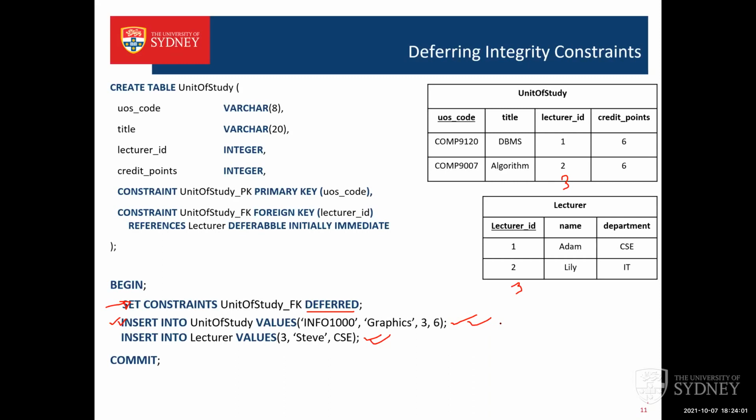Someone is asking, what happens if we don't use deferrable initially immediate? That depends on the setting that we have in our DBMS system. Anyone remember what was the default setting we learned in week 6? What was the default setting? So the default setting was, he checks, yep, not deferrable. Yes, that was the default setting. So he will check after every statement whether everything is fine or not. Right? So that was not deferrable, will not defer that one.